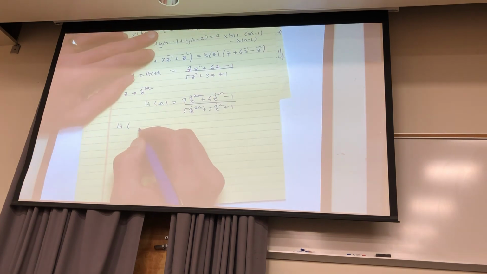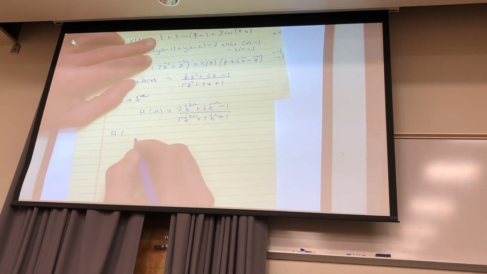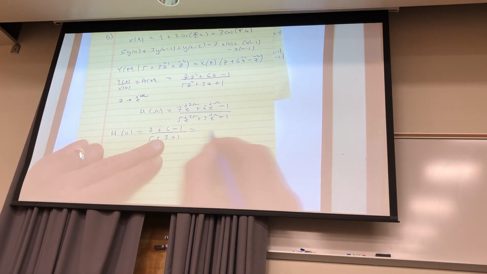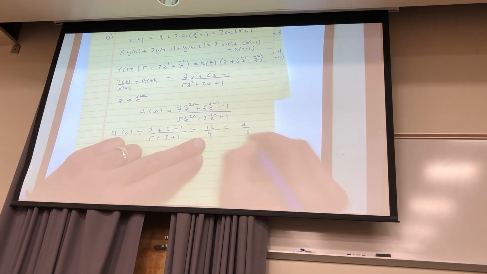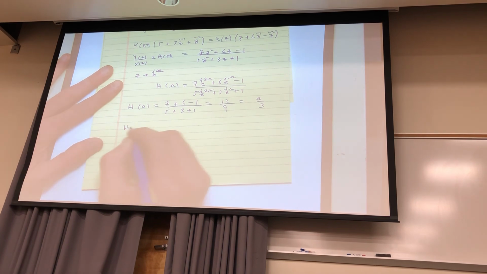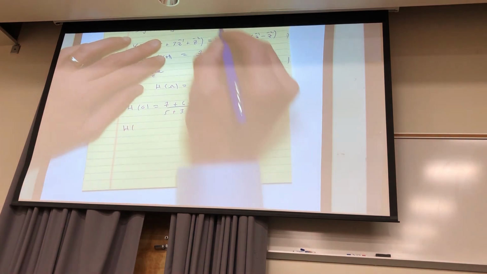The first frequency would be at 0. Does everybody agree with that? DC is 0, so it's at 0. And that's simply going to be 7 plus 6 minus 1 over 5 plus 3 plus 1. And here, 12 over 9, which is 4/3. You all agree with that? Next part is going to be H at a frequency of pi over 2.